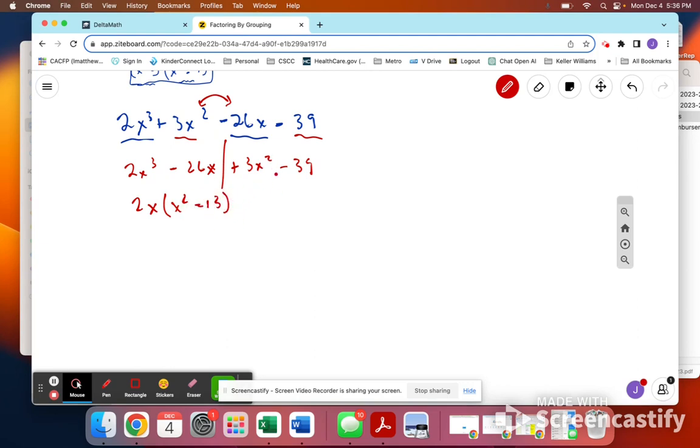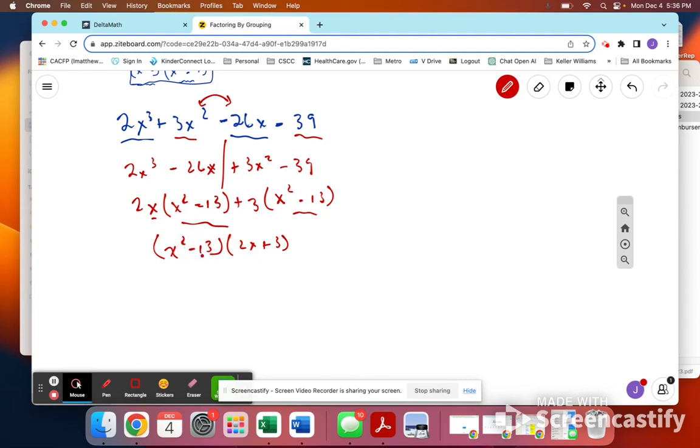Then on this side, I have a positive 3 that can come out of both of those. And so I'll be left with an x squared minus 13. Well, looky here. I have a common factor of x squared minus 13 in both. Let me pull that out. X squared minus 13. Now, what's left when I pull that out? Well, from here, it's a 2x. And from here, it's a positive 3.